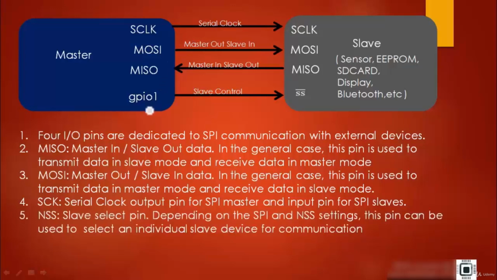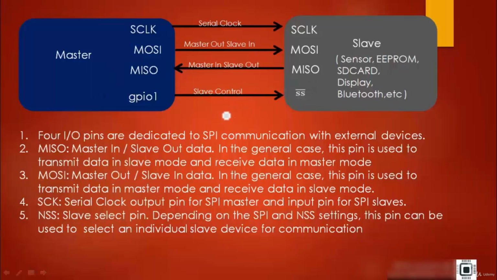Remember that there is one more pin called NSS or SS, which stands for slave select. Let's understand the slave select pin. Depending on the SPI and the slave select settings, this pin can be used to select an individual slave device for communication. Strictly speaking, when you have one master and one slave, the slave select is not required. It makes sense only when the master is communicating with different slaves. The master can select the slave with which it wants to communicate, and to make that selection, this pin is dedicated. That's why it is called slave control or slave select.